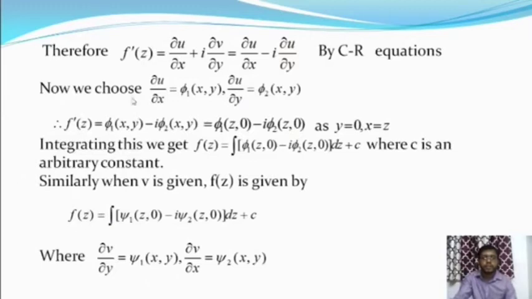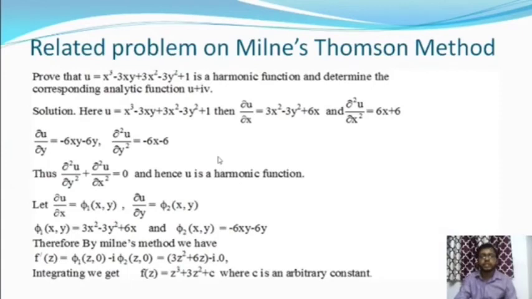This is actually similar to the first one. So if we put del v del y is equal to psi 1 of x comma y, and del v del x is equal to psi 2 of x comma y, we will get the function f of z, and f of z is equal to the integration of psi 1 of z comma 0 minus i into psi 2 of z comma 0 dz plus c, where c is an arbitrary constant. Okay, next we are going to talk about some related problems on the Milne Thomson method.